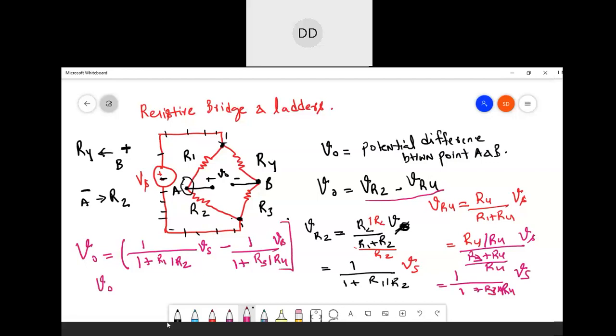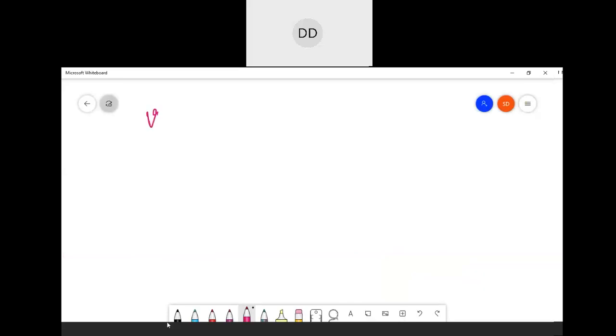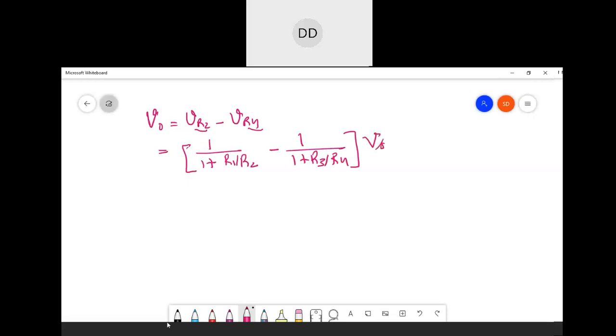In other terms, I can also take Vs common and write V0 is equal to Vs times 1 by 1 plus R1 by R2 minus 1 by 1 plus R3 by R4. So with the voltage divider equation, V0 is VR2 minus VR4, wherein these are two voltage divider bridges, and I can write the equation in terms of 1 by 1 plus R1 by R2 minus 1 by 1 plus R3 by R4 into Vs. So this was one of the configurations.